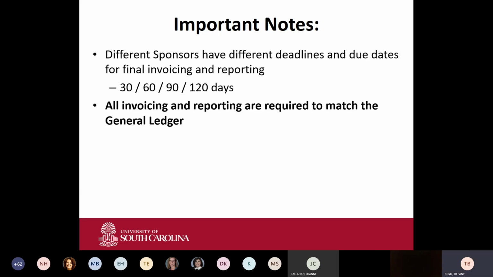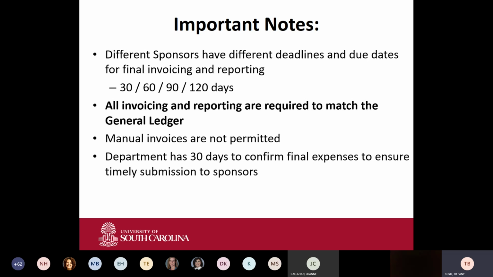And then all invoicing and reporting are required to match the general ledger. Again, the general ledger is our system of record. If it has not posted into our general ledger, we cannot invoice or report it to a sponsor. That's an immediate audit finding otherwise. And as we've mentioned before, manual invoices are not permitted. When we say manual invoice, that means we can't add expenses to an invoice and submit it to a sponsor. Again, those expenses have to be posted in our system.